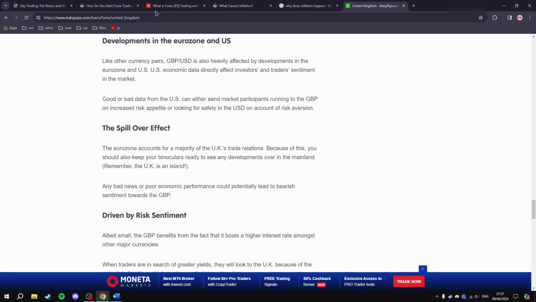Developments in the Eurozone and the US. Like other currency pairs, GBP USD is also heavily affected by developments in the Eurozone and US. US economic data directly affect investors and traders' sentiment in the markets. Good or bad data from the US can either send market participants running to the GBP on increased risk appetite or looking for safety in the USD on account of risk aversion.